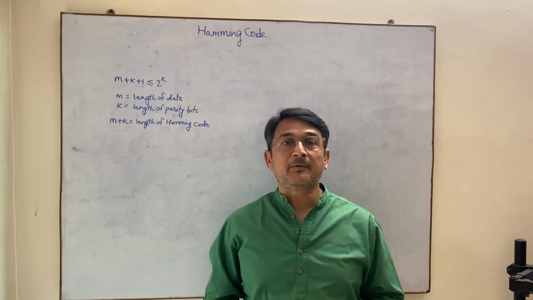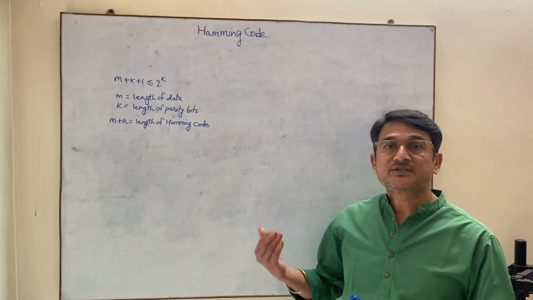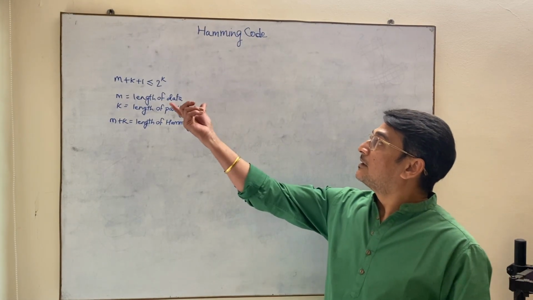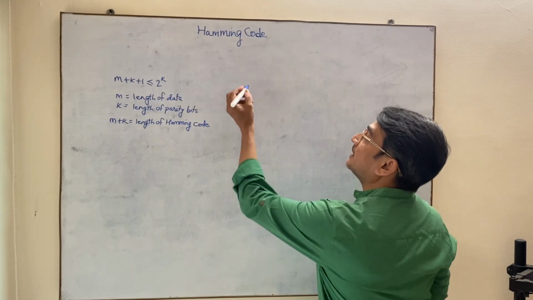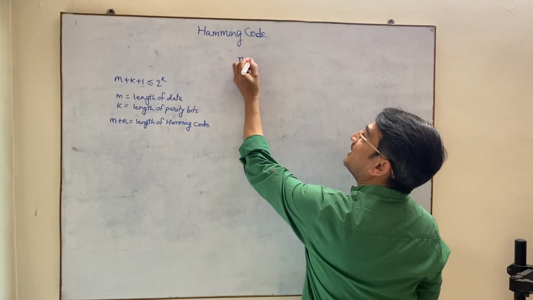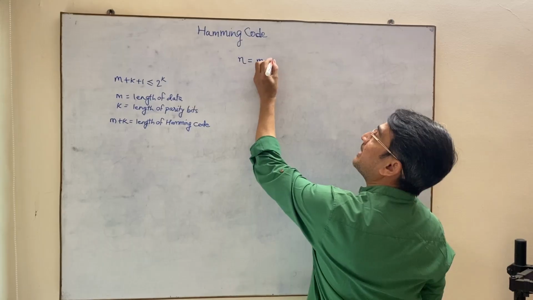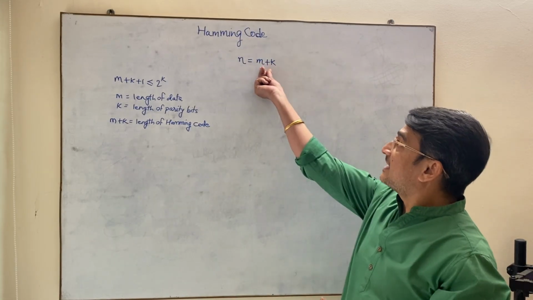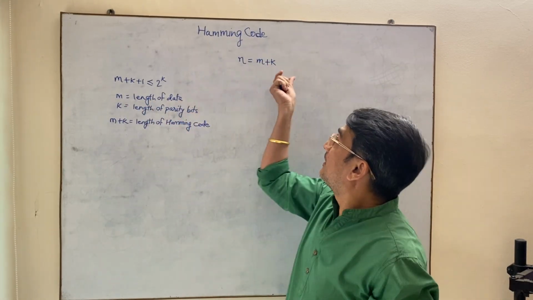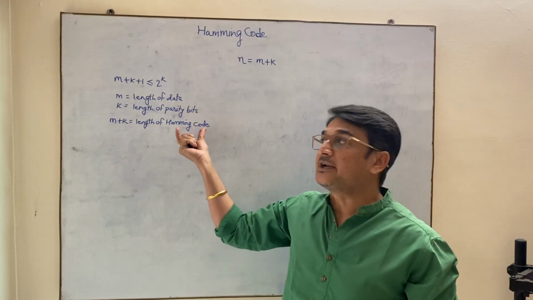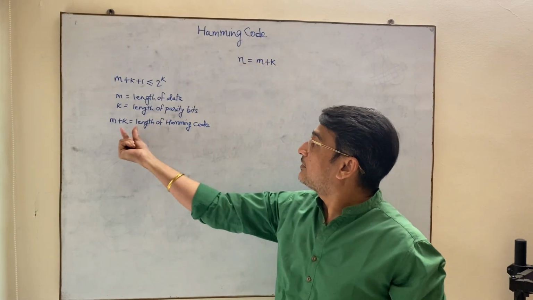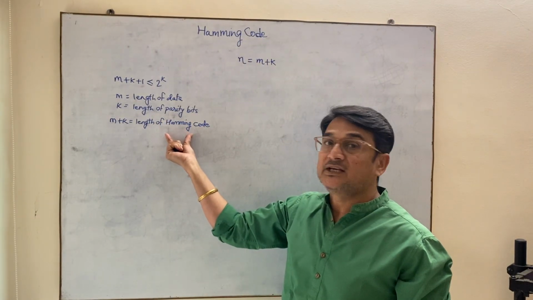In today's video, we will be discussing Hamming code. Hamming code is a type of block code. First of all, the length of Hamming code is always n, where n is equal to m plus k, where m is equal to the length of data and k is equal to the length of parity bits. So the length of Hamming code can be calculated by m plus k.